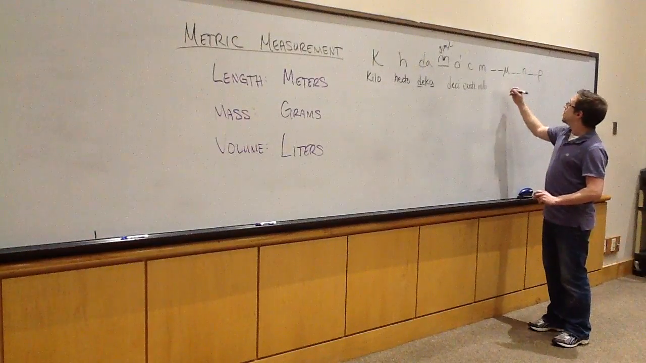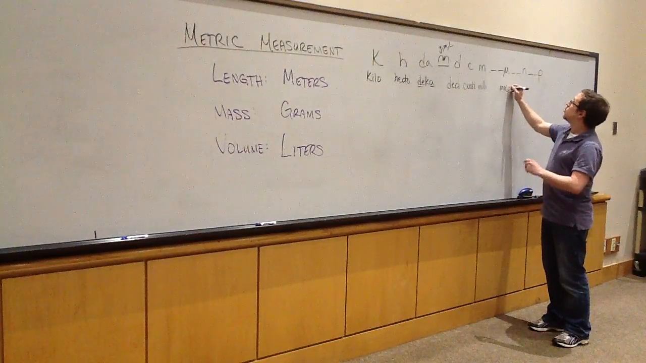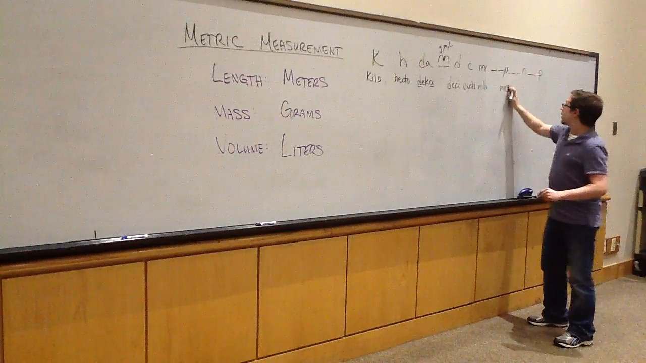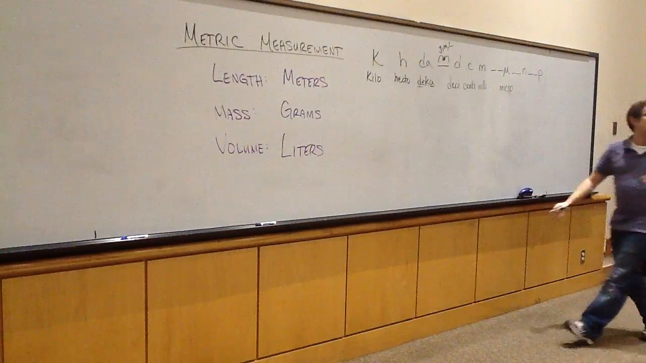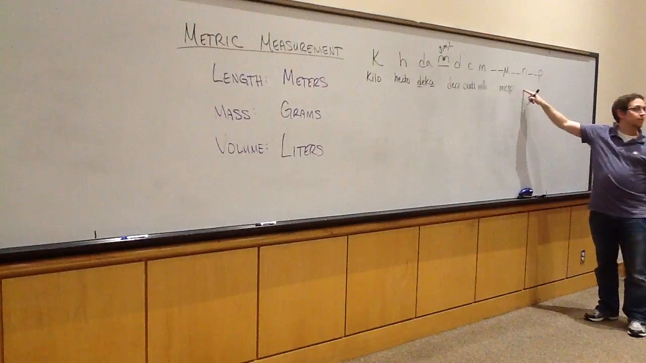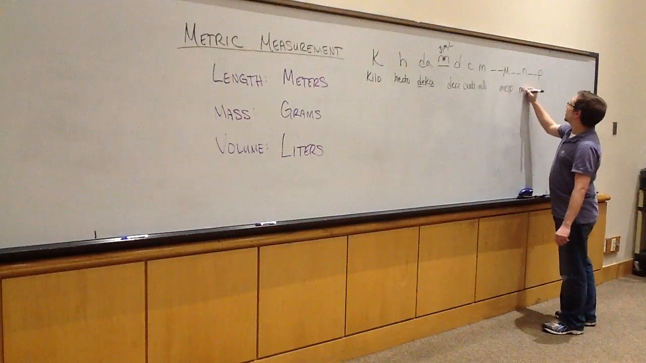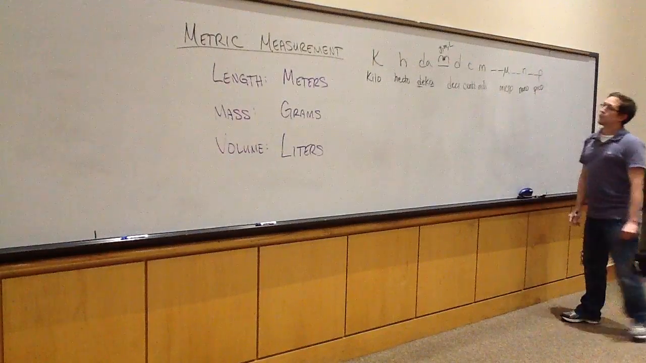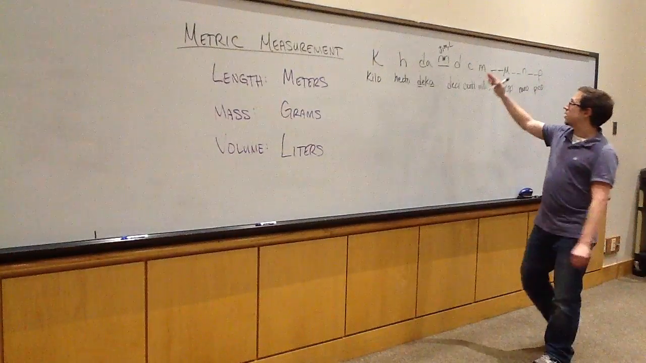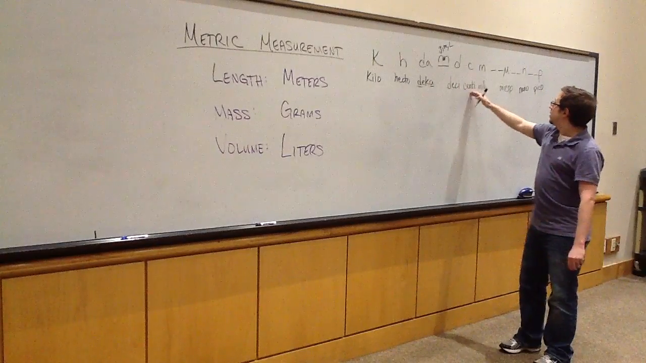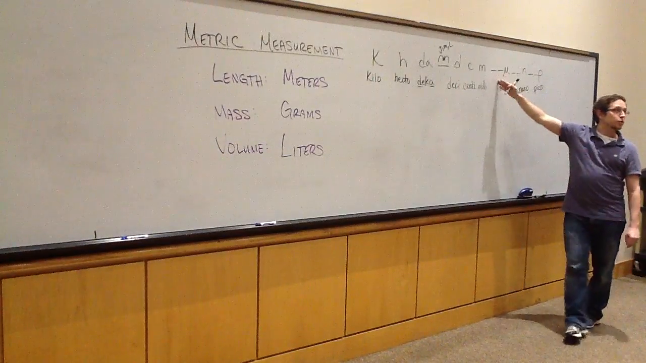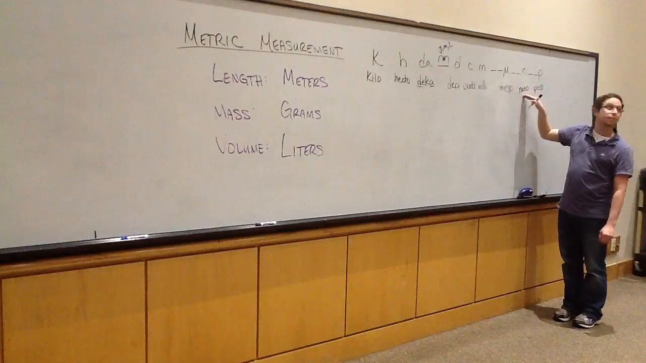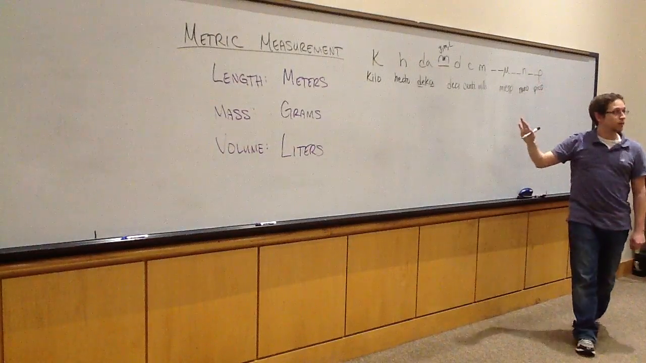In any case, this mu stands for micro. Spell it correctly. There we go. Okay, micro. Then the N stands for nano. And finally, that P stands for pico. Okay? So, kilo, hecto, deca, base units, deci, centi, milli, two spaces, micro, two spaces, nano, two spaces, pico.